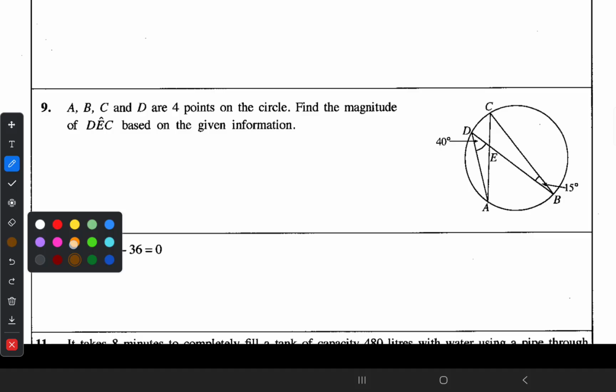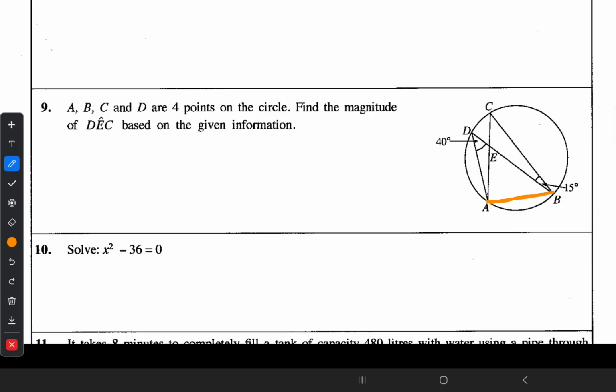In the ninth question, find the magnitude of angle DEC. There are two methods. You should know one theorem: when we connect these two points A and B, that will create a chord in this circle. So this chord will truncate this circle into two separate regions. The smaller region is called the minor segment, and the bigger region is our major segment.